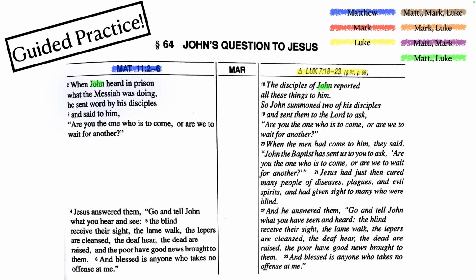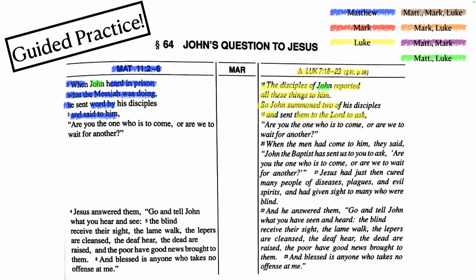And it's going to look a bit like this. We have, "When John, in prison, heard what the Messiah was doing, he sent word by his disciples and said to them," and then what is said is indicated.